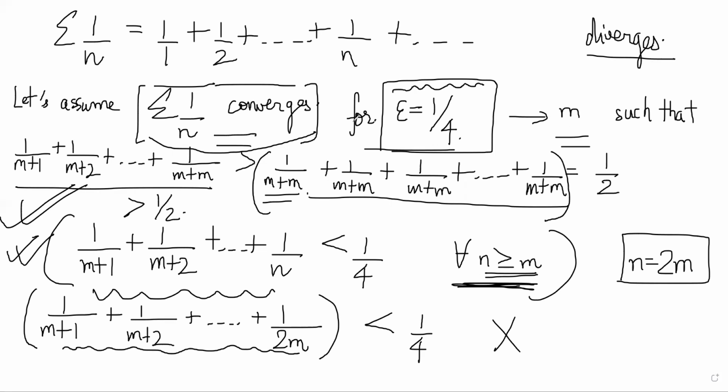It doesn't converge. You could have chosen a different value of epsilon, then you would have to choose a different value of n, and you can still get a contradiction. If you choose a different value of epsilon like 1/8 and all, you would have to take a different value of n, which is still greater than m.